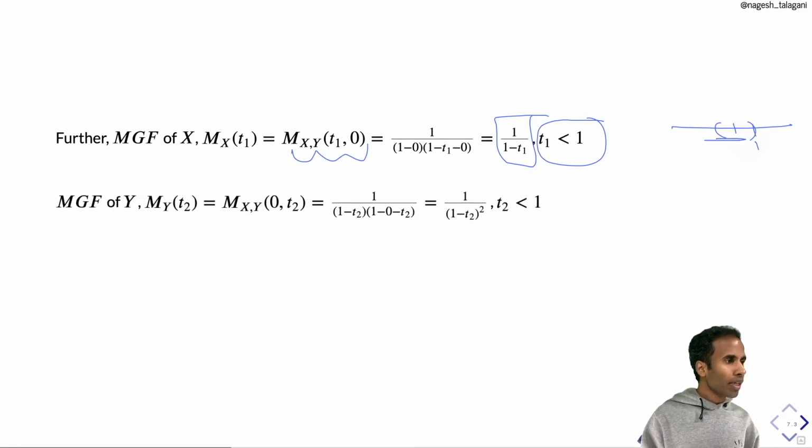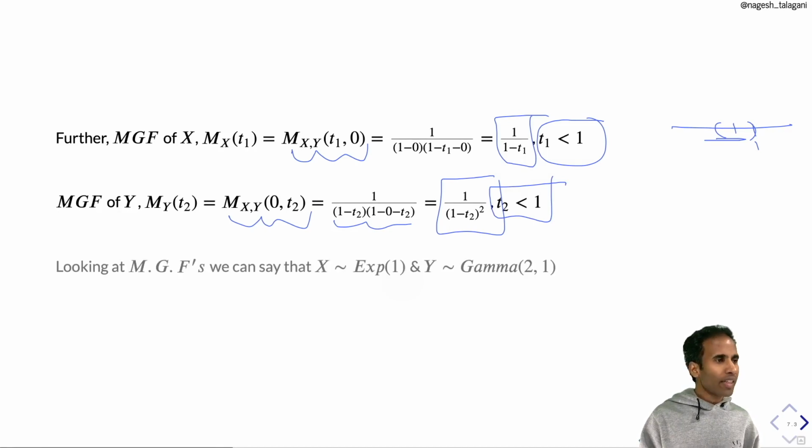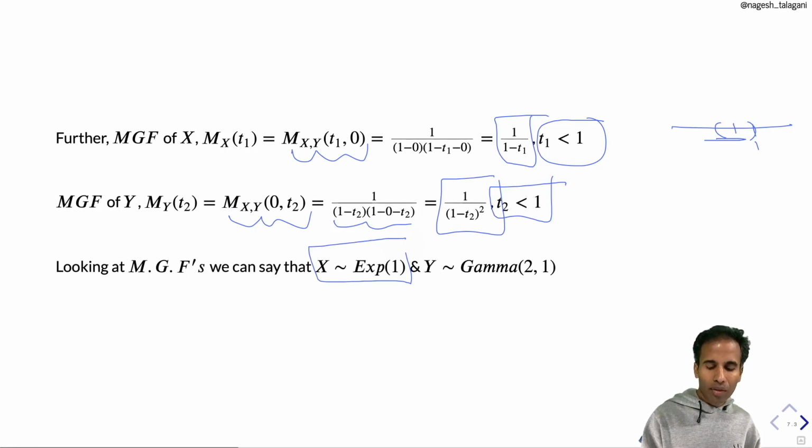Okay, similarly MGF of y is going to be the joint MGF value at 0 comma t2. So if you take the t1 value 0, you will end up with 1 by 1 minus t2 times 1 minus 0 minus t2, which is going to be 1 by 1 minus t2 whole square. So this makes sense for t2 less than 1. Okay, now by looking at these MGFs, I can say that x follows exponential distribution with the parameter 1, because here lambda equals 1, right? And y follows gamma distribution with the parameter 2 comma 1. Here lambda is 1 and alpha is 2. Okay, fine.